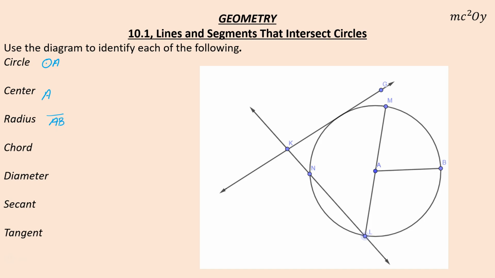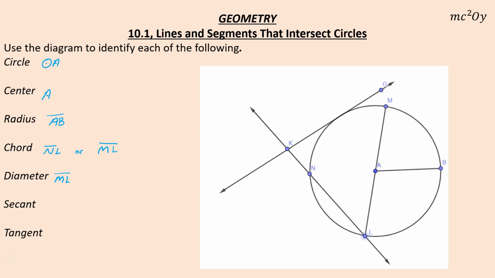A chord, well, there's a couple chords here. We have NL, also could be called LN, but segment NL. Segment ML, right? Segment ML is also a chord. The diameter, well, that is ML or LM.